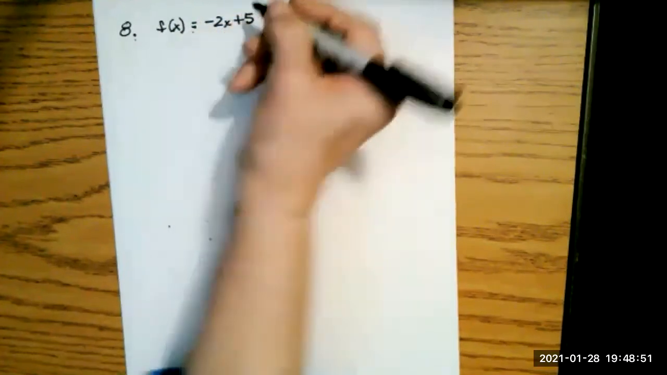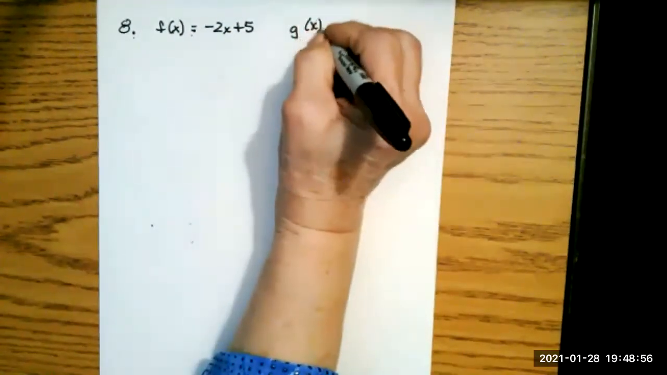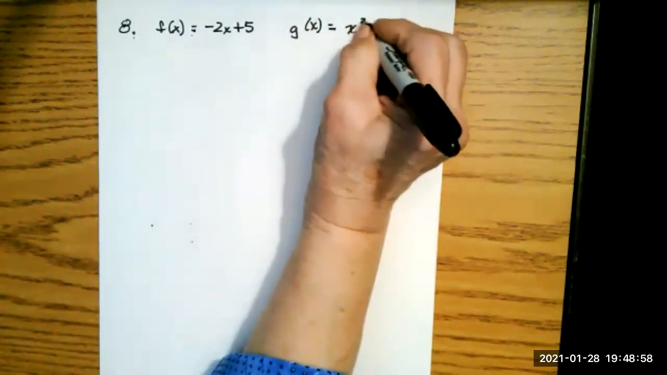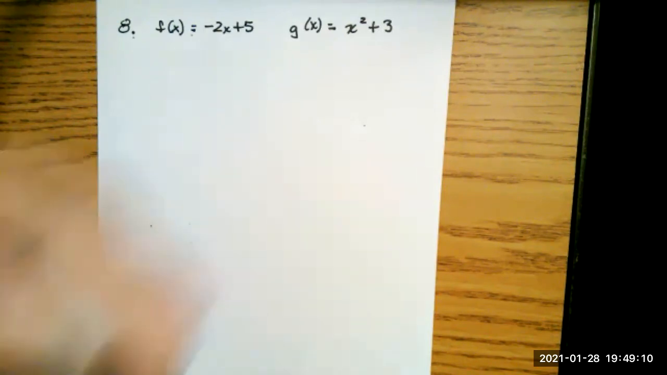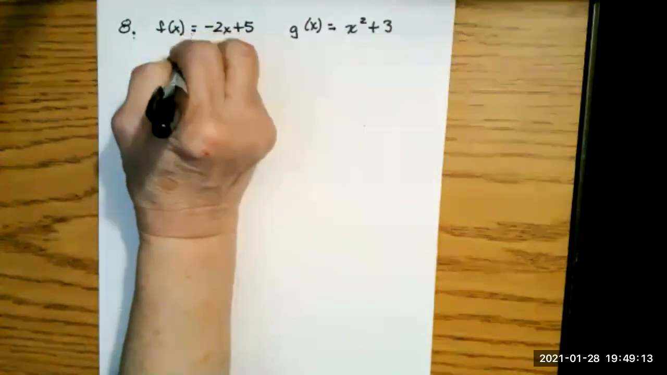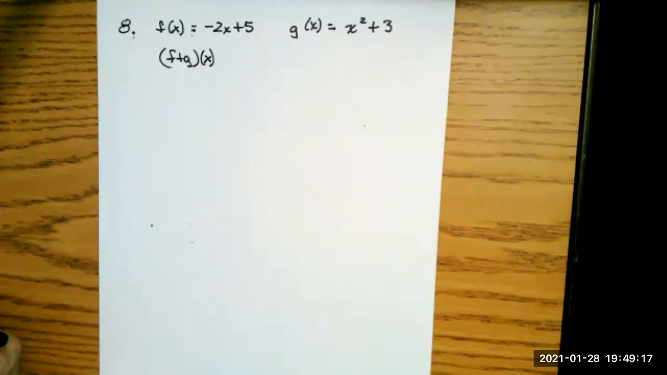This number 8 is let f of x equal negative 2x plus 5, and g of x equals x squared plus 3. Notice how very often one of them is a line and one of them is a parabola. They like to do that. They like to put those two together. This time, they're going to do f plus g of x. So there's no number to substitute in.